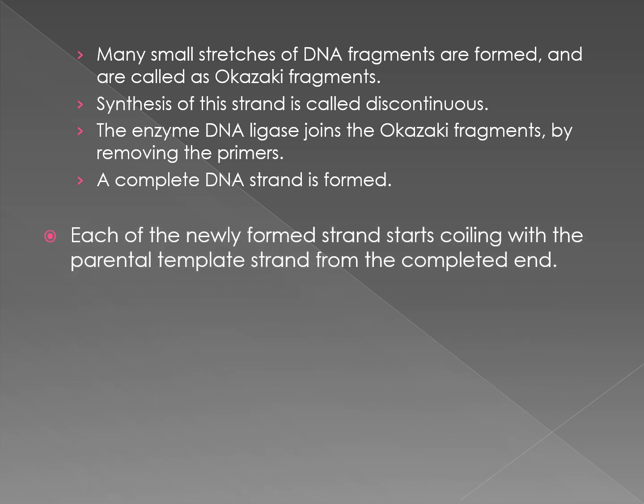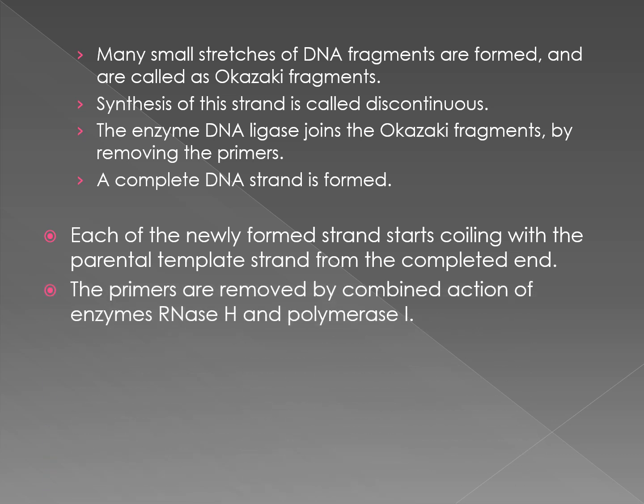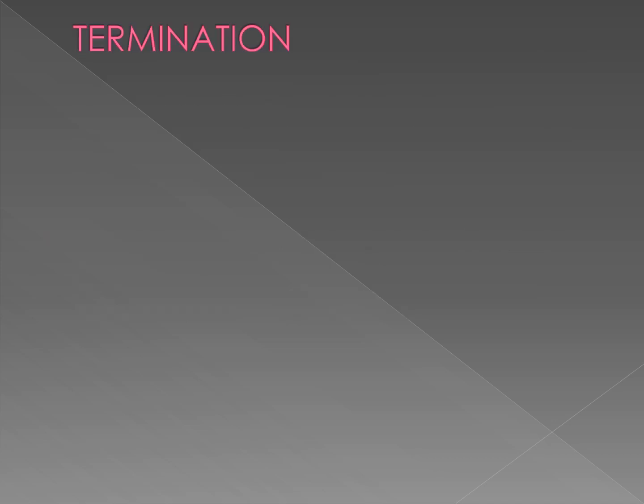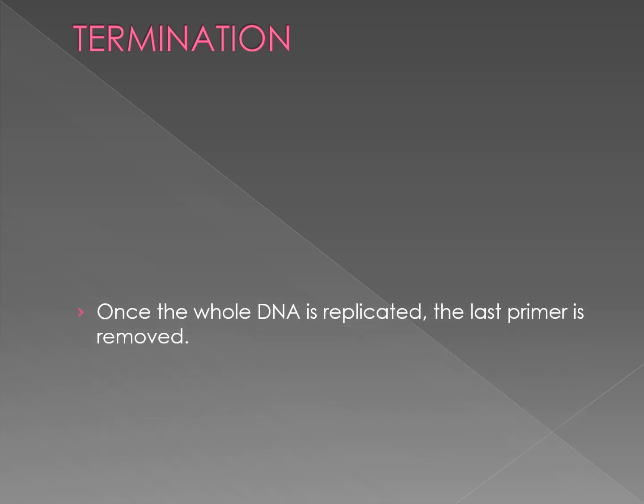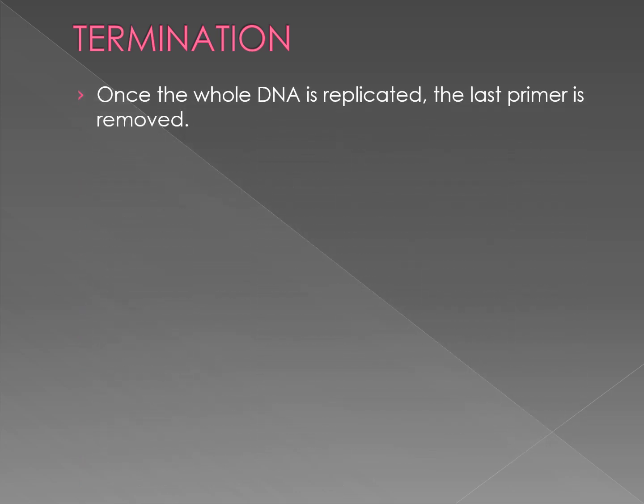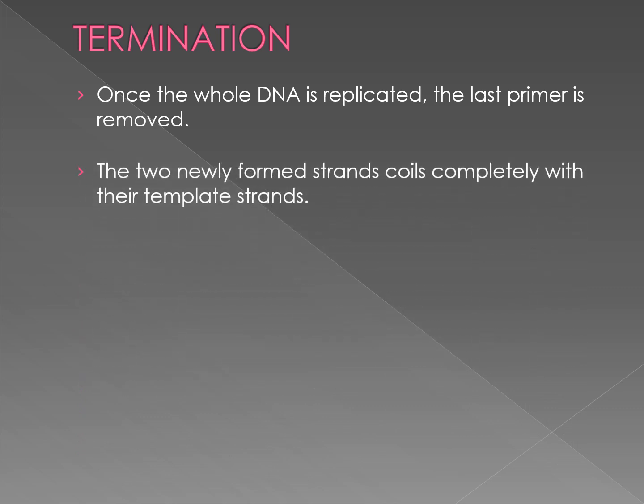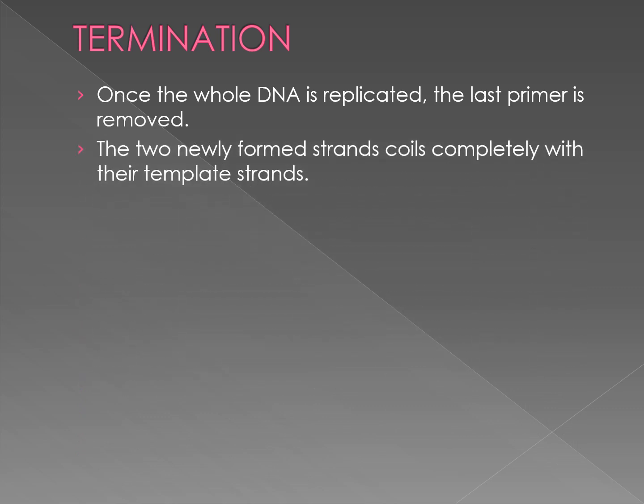Now, each of the newly formed strands starts coiling with the parental template strand from the completed end. The primers will be removed by the combined action of two enzymes, RNase H and polymerase. Then the process starts to get over. Once the whole DNA is replicated, the last primer is removed. The newly formed strands coil completely with their template strands. The two daughter DNA molecules are formed. So, the process of replication gets over.